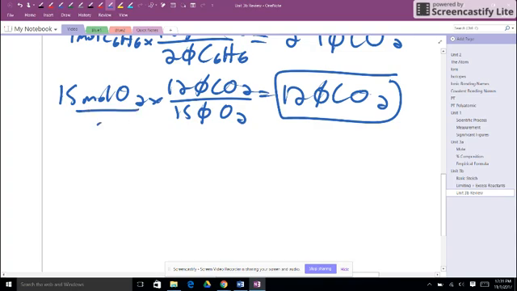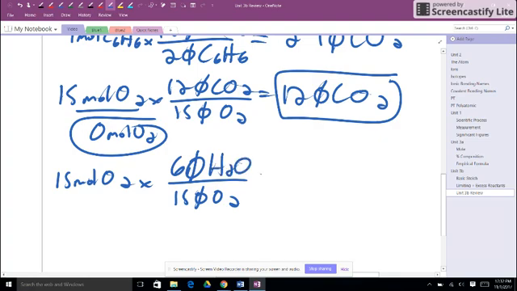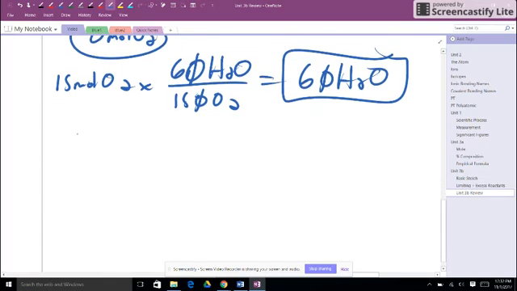12 moles of CO2 is what we actually can produce. Since O2 led to that, O2 was all used up and we have 0 moles of O2 left over. We could also say 15 moles of O2. Now that we know that it's the limiting, we produce 6 moles of water. And then if we wanted to find our excess, we could say that the 6 moles of water go back to that excess.